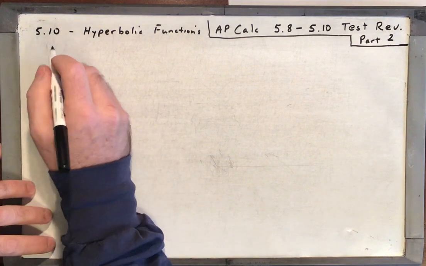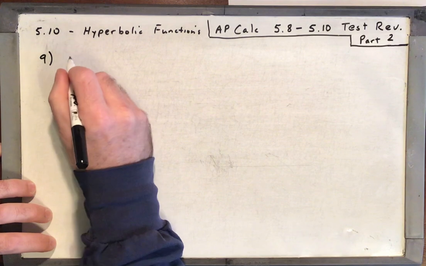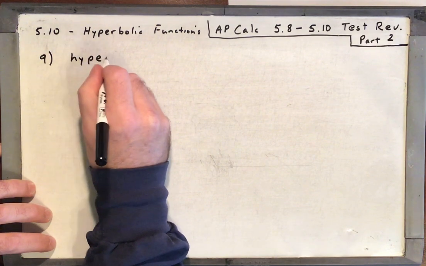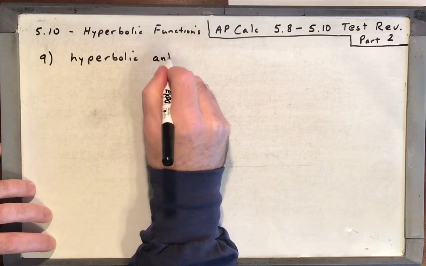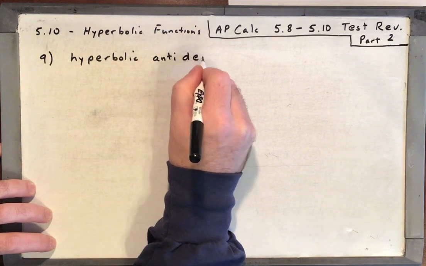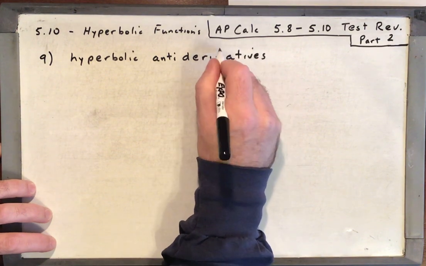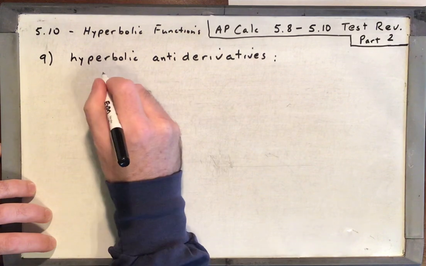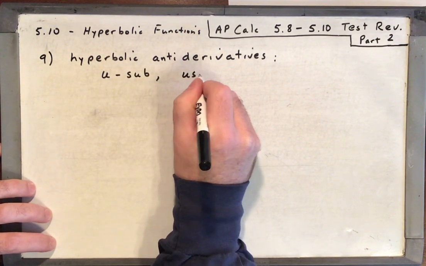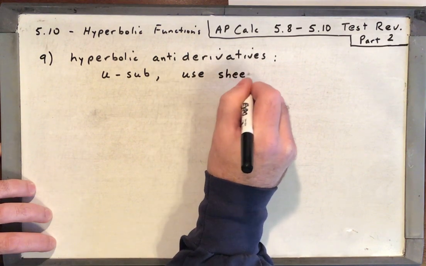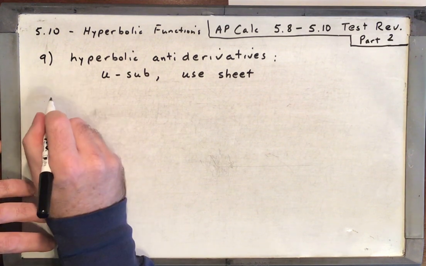Nueve in Spanish, I think. All right, hyperbolic antiderivatives. And this is going to be U substitution, and you're going to use the sheet. Again and again and again, use the sheet. Okay, we're just going to do one example here.